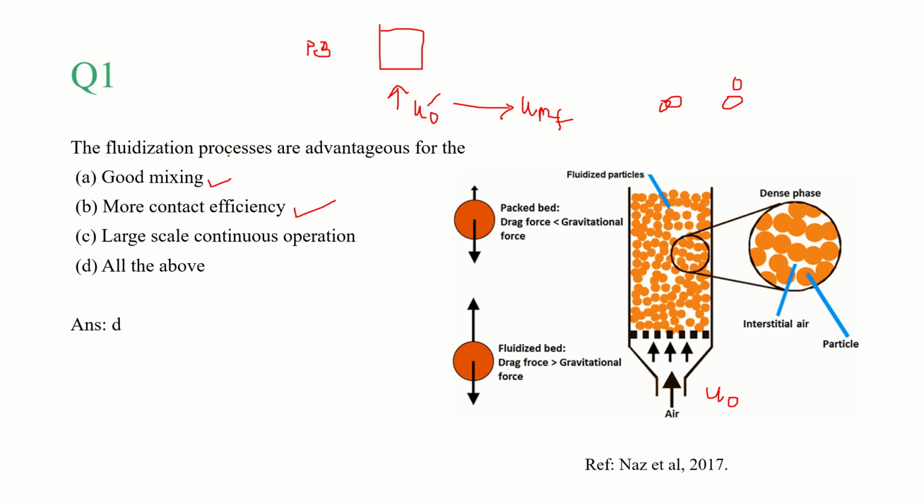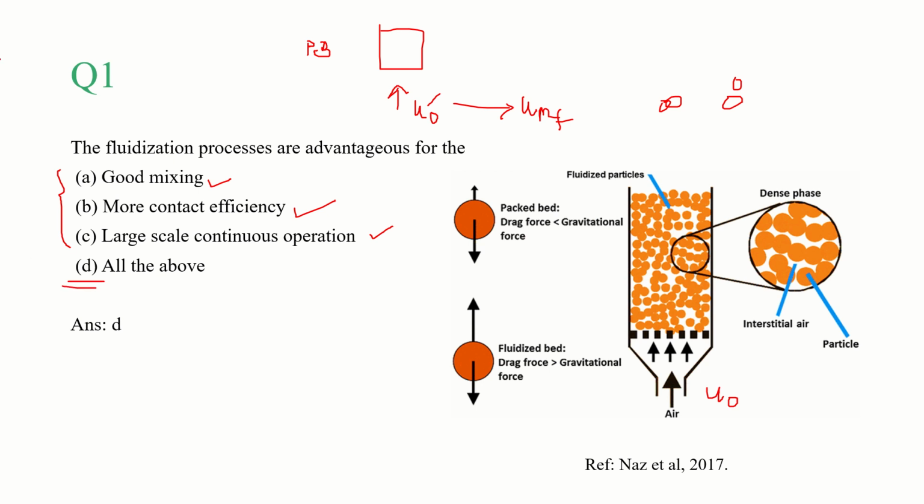Consider an industrial process. When we are just passing the fluid and making it fluidized, the good mixing and the contact efficiency can be seen in those large scale systems also. So there is no difficulty associated with it, whereas in some processes, like a fixed bed, there are chances for hotspots occurring at some particular point. In fluidization, since it is a completely dynamic system, large scale continuous operation is also feasible. So the fluidization process is advantageous for all these three. So the answer to this problem is all the above.